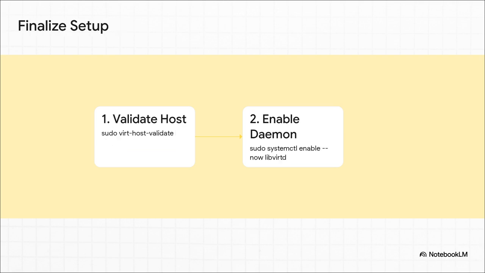And to wrap up the install, just 2 last commands. That virt-host-validate command is super handy. It runs a bunch of checks to make sure everything's set up correctly. Then we enable libvirt. You should think of libvirt as the brain of the whole operation. It's the master control service that juggles all our VMs, storage, and networking.